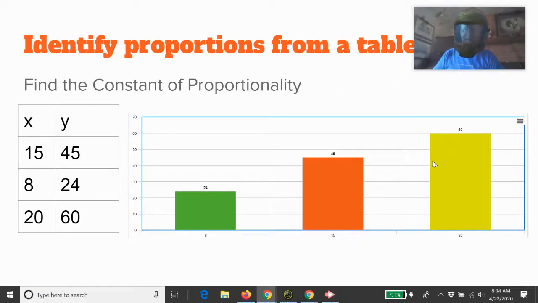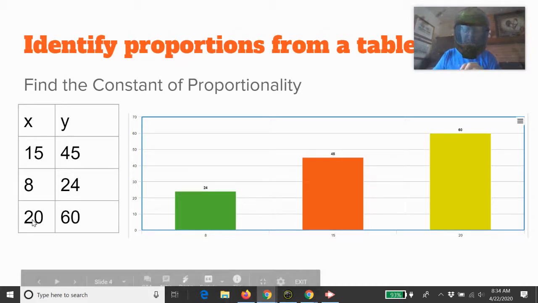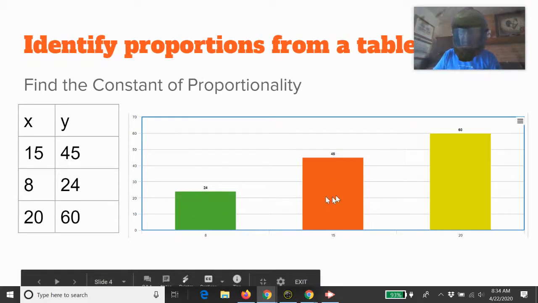So identifying proportions from a table, you have to find the constant of proportionality. If a table is a proportion, it will be constant. So if I take 45 divided by 15, I get 3. 24 divided by 8, I get 3. 60 divided by 20, I get 3. There's a constant. And we can see in this nice little graph, this looks like they're getting big at the same rate. So 8 and 24, 15 and 45, 20 and 60. It's all about the same.